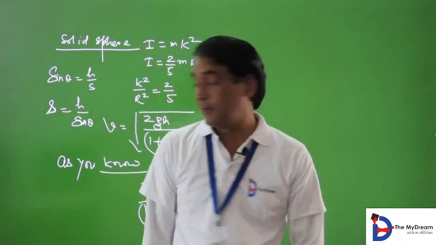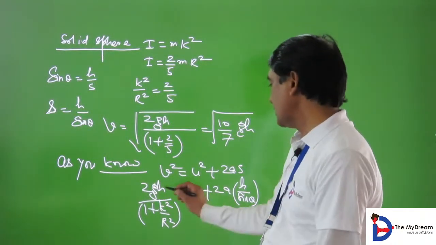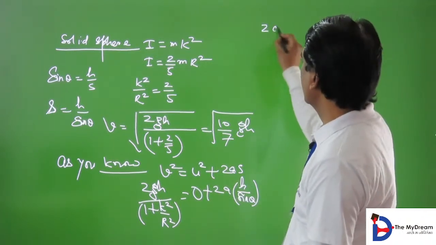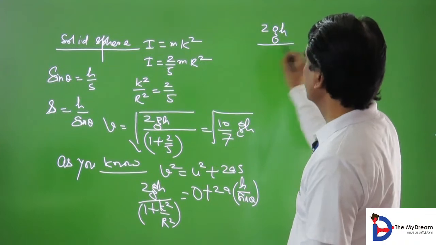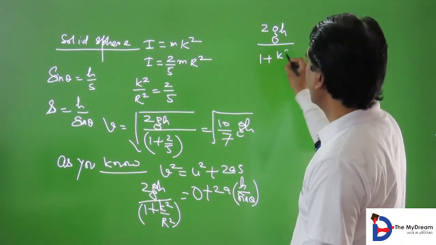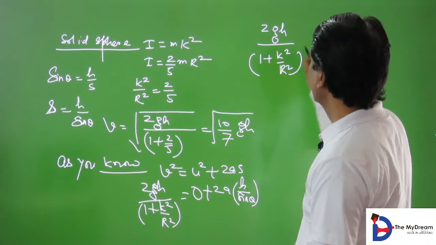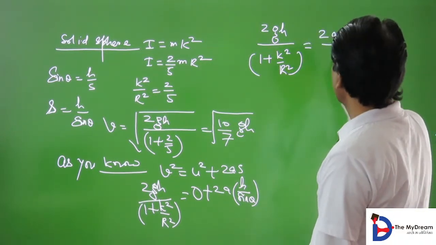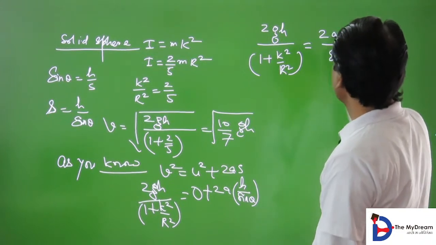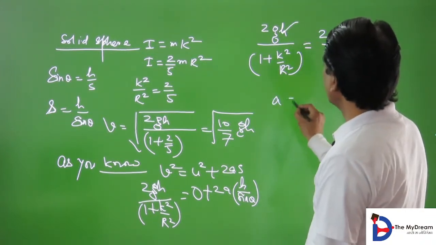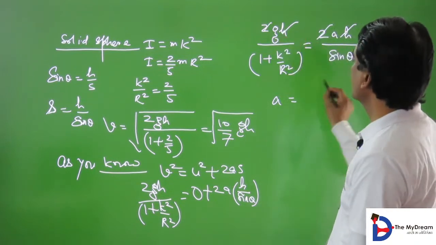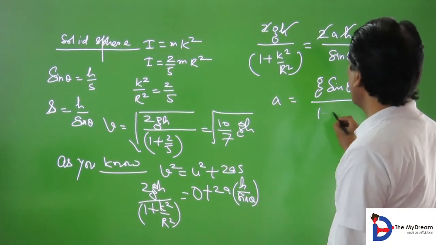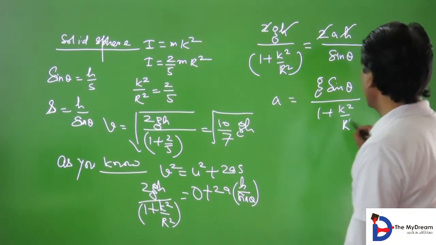So you see, h cancels from s, 2 with 2. Twice of gh divided by 1 plus k square by r square. This is twice of ah. So acceleration is equal to g sin theta divided by 1 plus k square by r square.